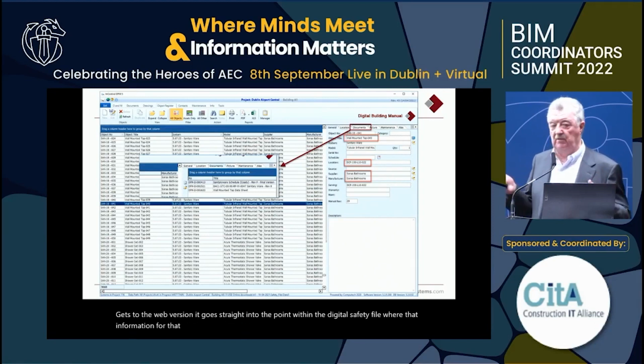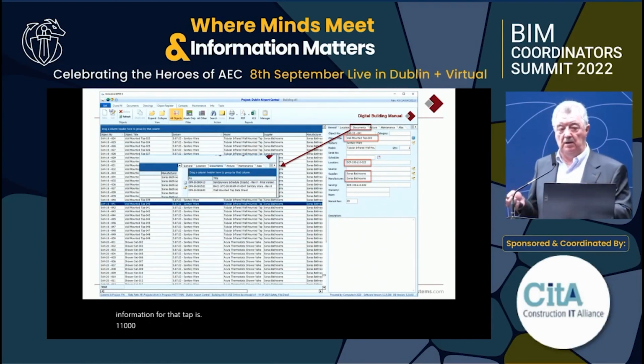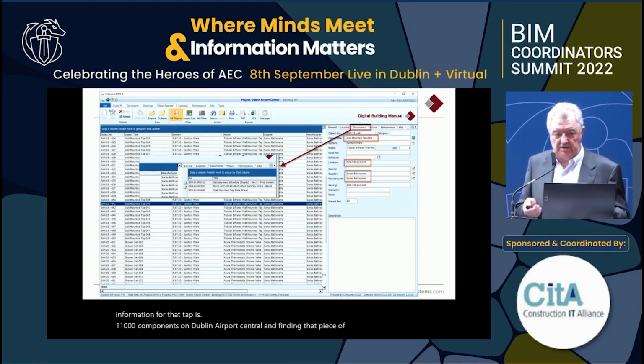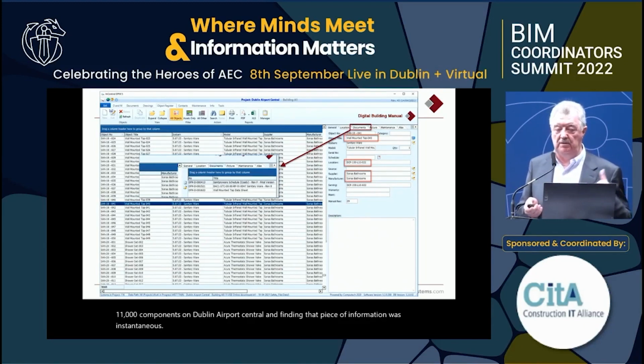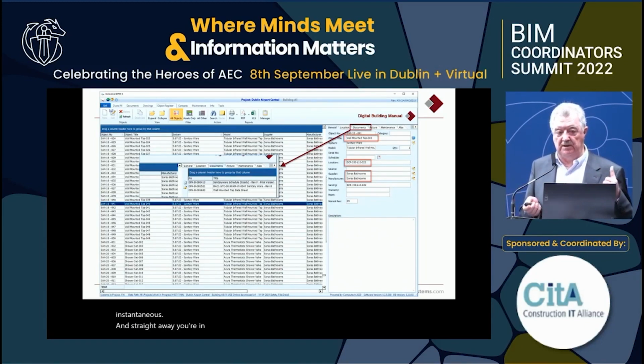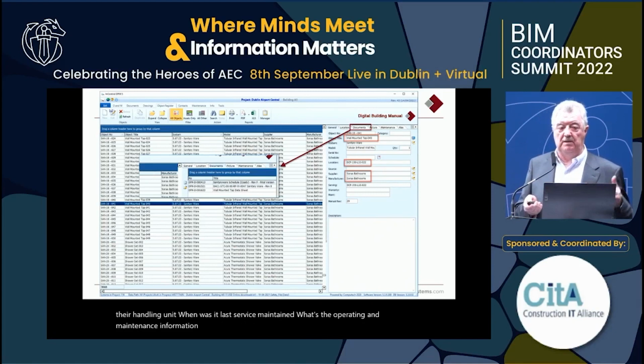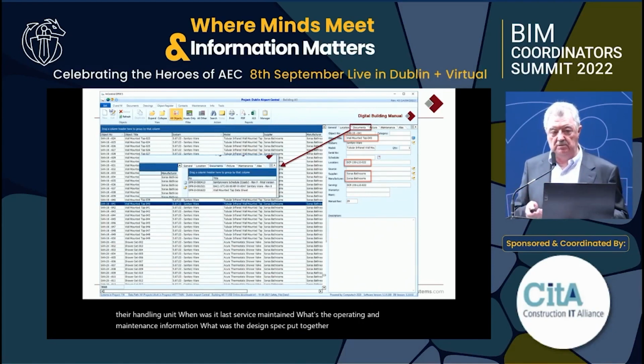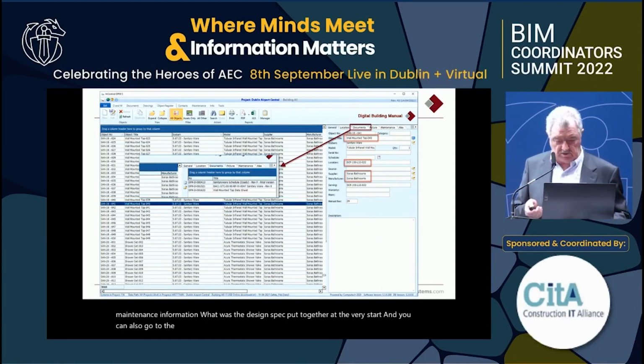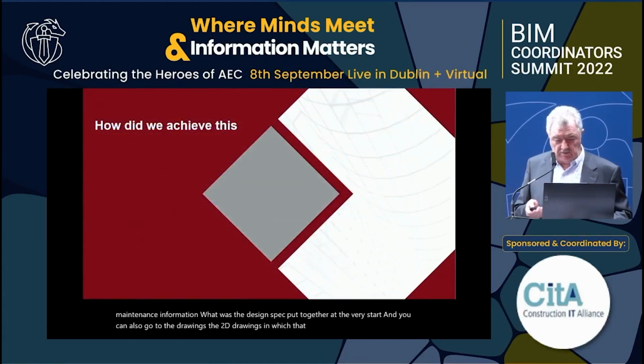Now, as I said, we had over 11,000 components on Dublin Airport Central, and finding that piece of information was instantaneous. All you had to do is go into the model, pick it, and straight away you're into the safety file. You can see all the documentation. If it's an air handling unit, when was it last serviced, when was it last maintained, what's the operating and maintenance information, what was the design spec put together at the very start, and you can also go to the drawings, the 2D drawings in which that resides. So how do we achieve this?